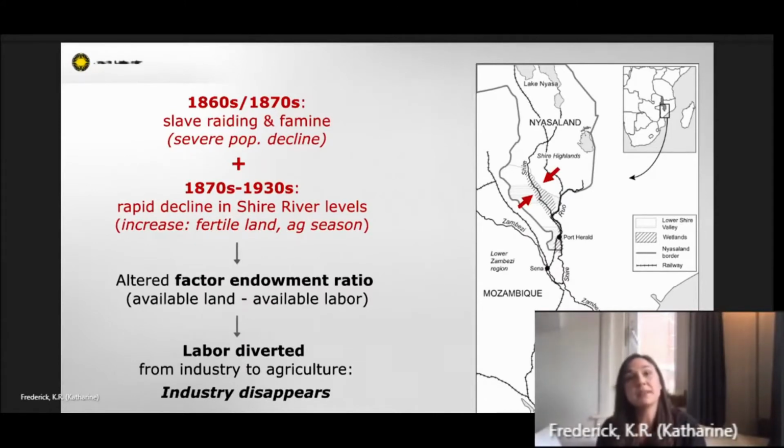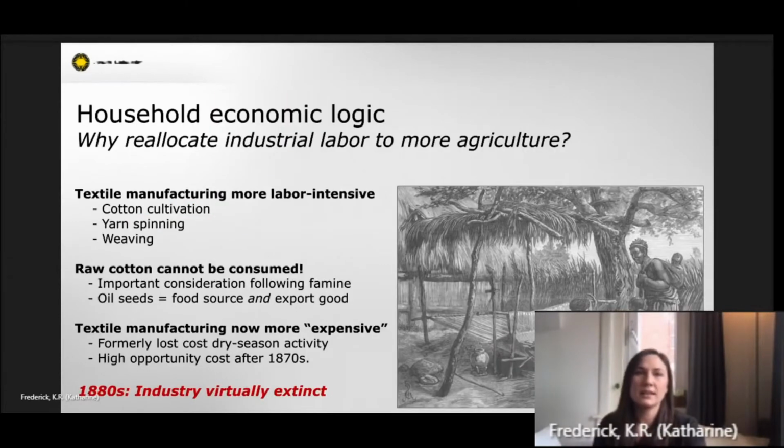The outcome will be that labor that was used to produce textiles in the pre-1870 period during the dry season ends up being largely reallocated to agricultural production on marshland, which is now available for longer periods during this dry season. But why exactly is this the case? Well, we have to look at the household economics here. Households make calculated choices on how exactly to allocate their labor to maximize their incomes and achieve survival.